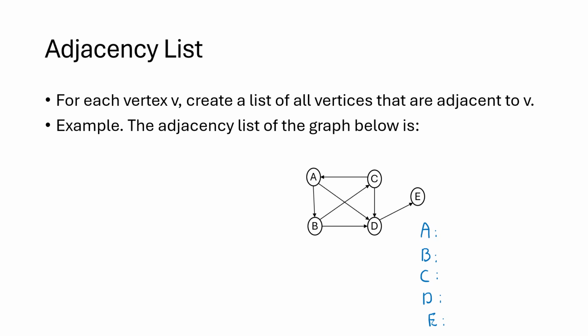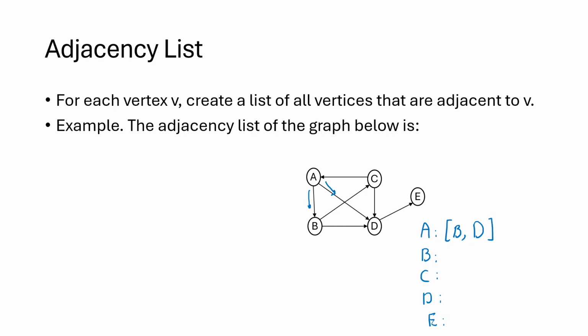So for example, we have an edge going from A to B. So in the list, we put B. And also there is an edge going from A to D. So I put D in the adjacency list for A as well. And that's the end of the list for A.